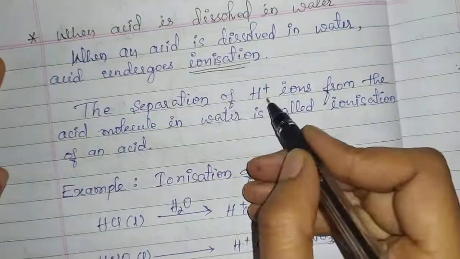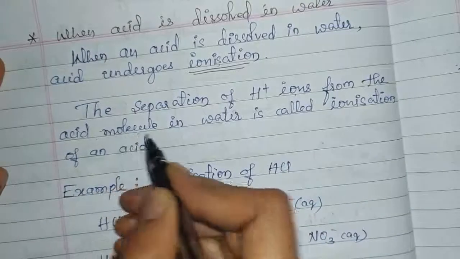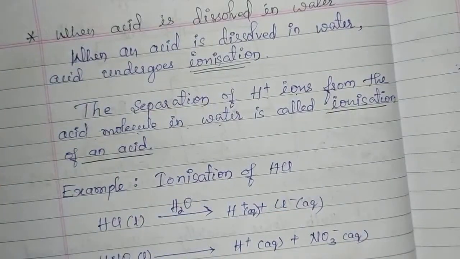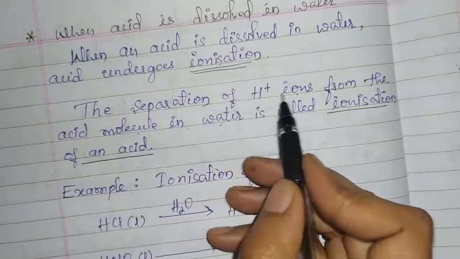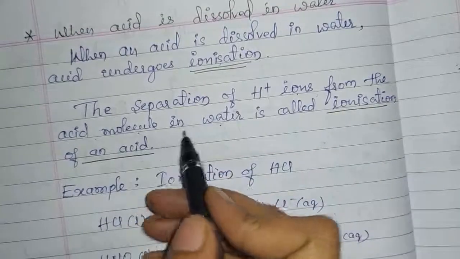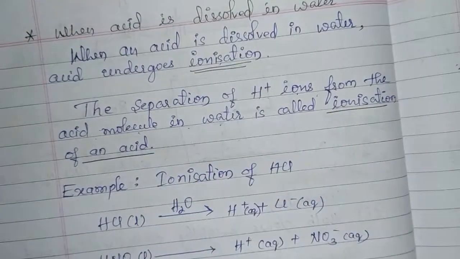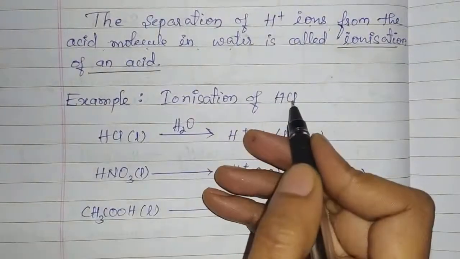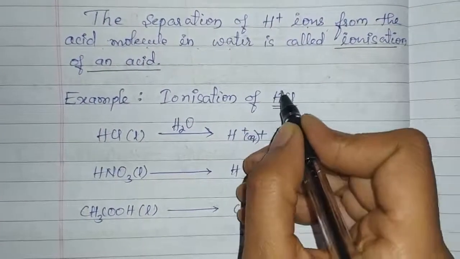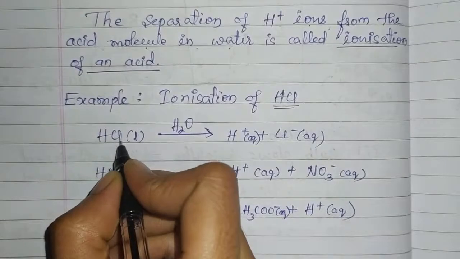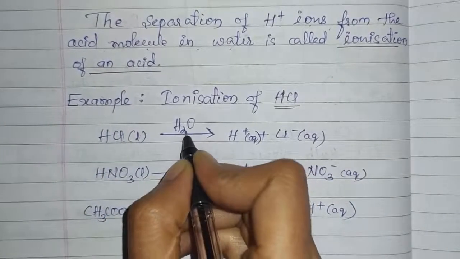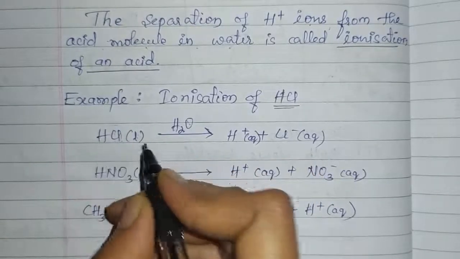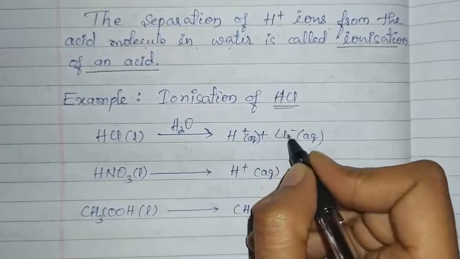The separation of H plus ions from the acid molecule in water is called ionization of an acid. We will understand this definition with examples. See here, ionization of hydrochloric acid. HCl is the chemical formula of hydrochloric acid. When this hydrochloric acid, which is a liquid, is added to water, it breaks into H plus ion and Cl minus ion.